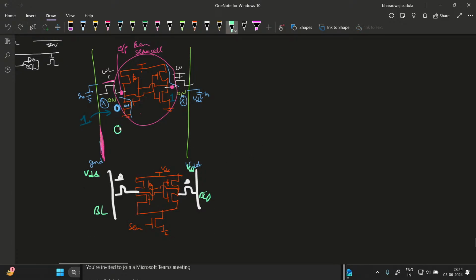Let's say 0 is stored here, 1 is stored here. What I'm trying to say is, if you have fixed this as your information node, let's say there is 0 stored in this node, 1 here, and you are trying to read the data from this SRAM cell.